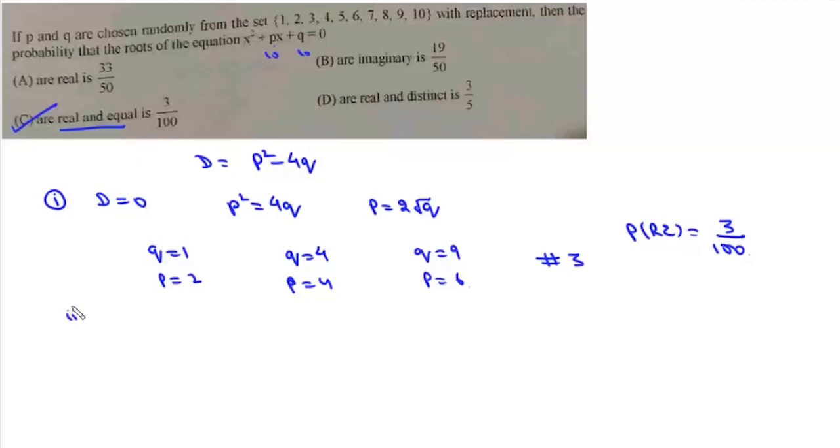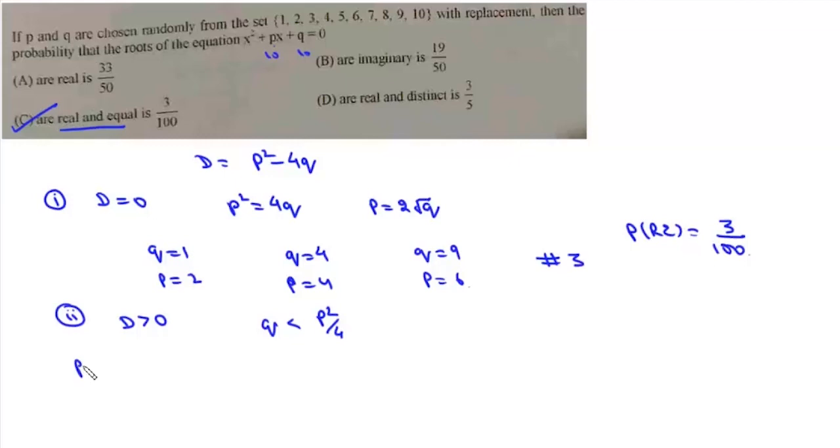Now if we take the second case when D is greater than 0, which means this P square minus 4Q should be greater than 0 or Q is less than P square by 4. Now what are the possible options for P and Q? Now if P is 1, Q is less than 1 by 4, no option. If P is 2, Q is less than 1, again no option.